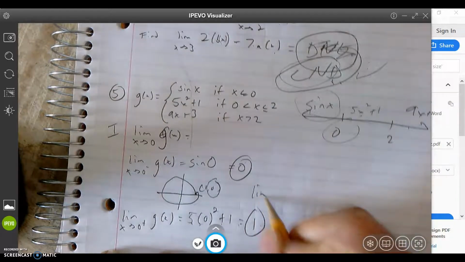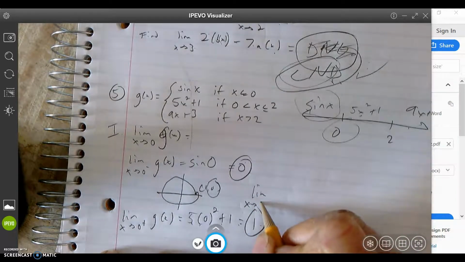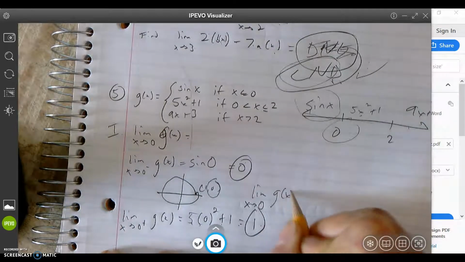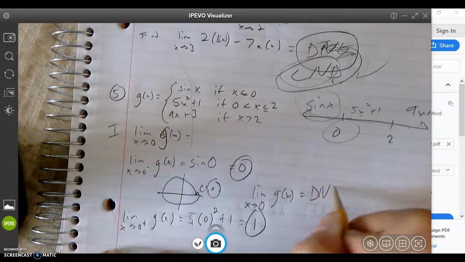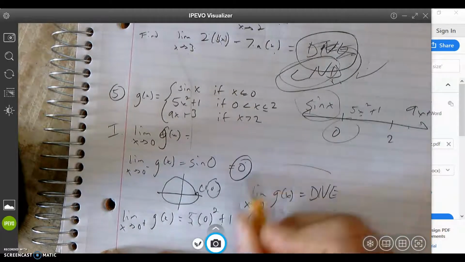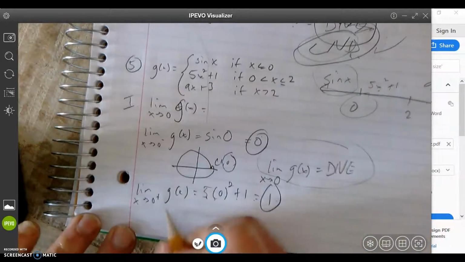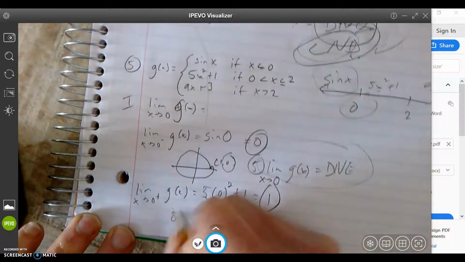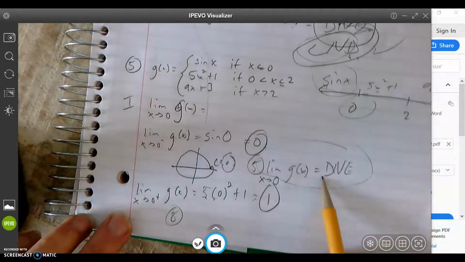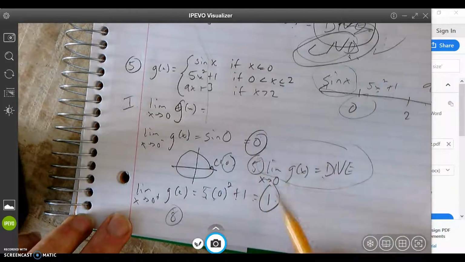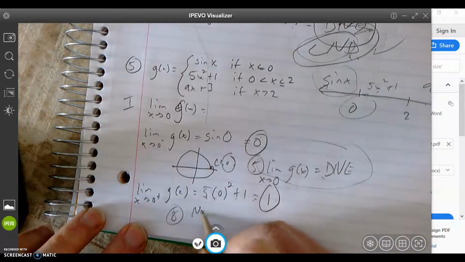So the limit as x approaches 0 of g of x from both sides does not exist. Boom. And so with number 8, this is number 5, number 8, since the limit doesn't exist, that means that there is a jump in the graph.